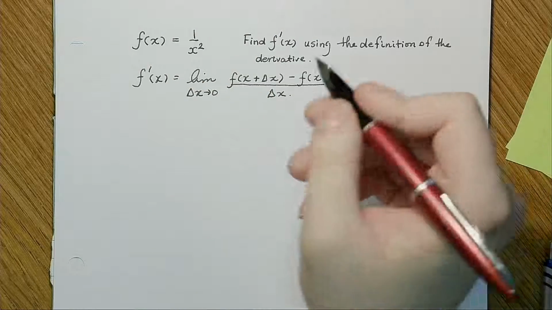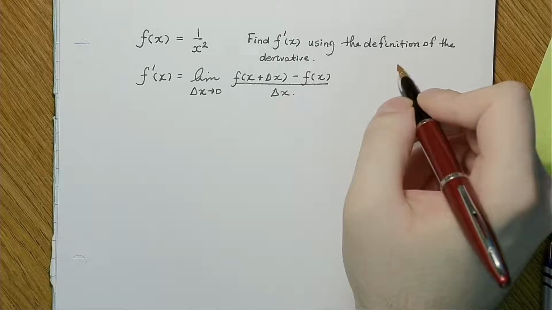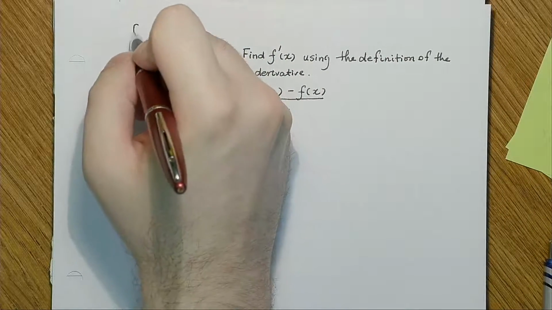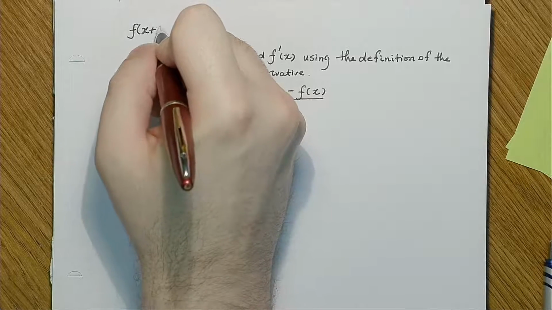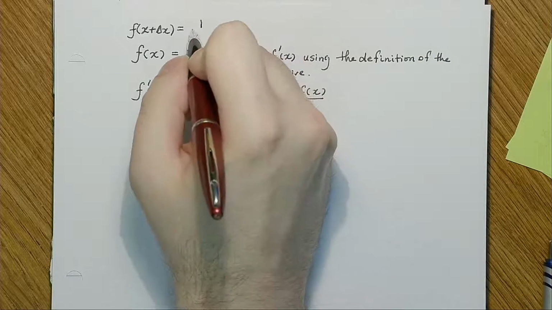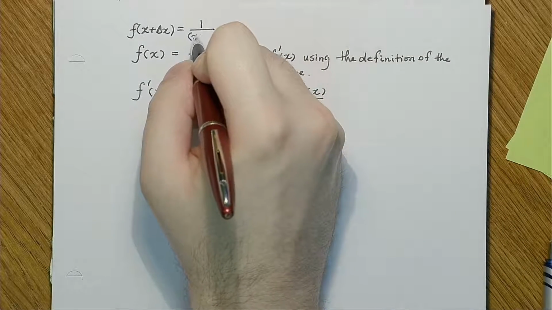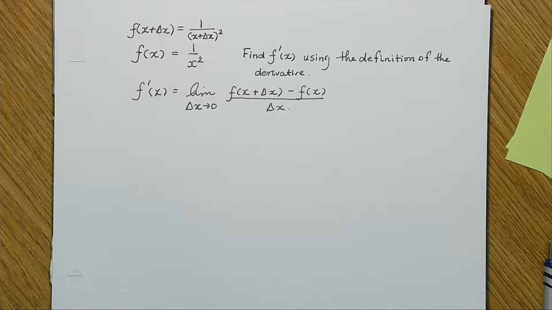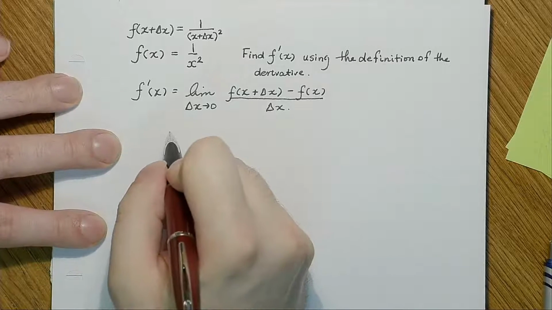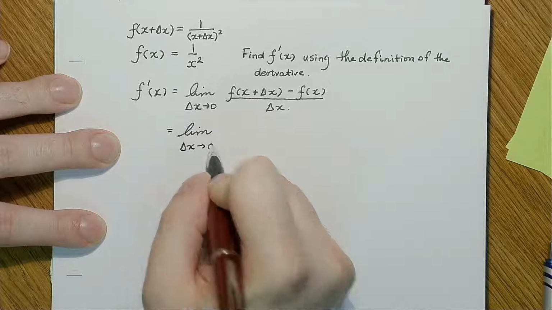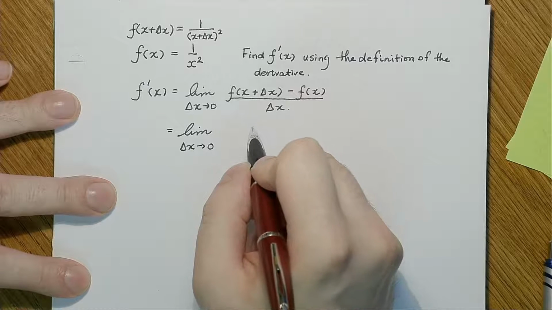So I have that function. And if I substitute in this x plus delta x, this is 1 over x plus delta x squared. So at this point, I can actually substitute in that value. Okay.